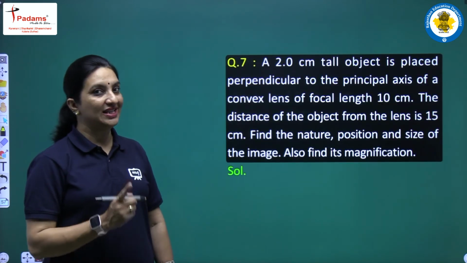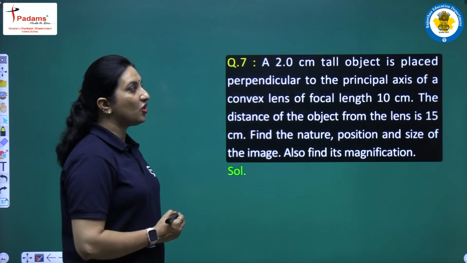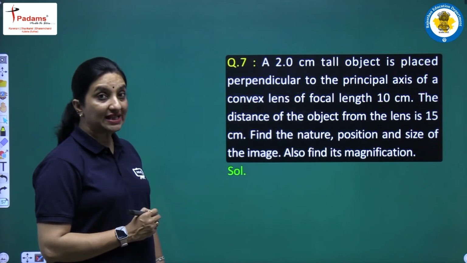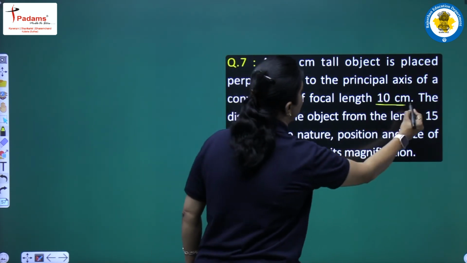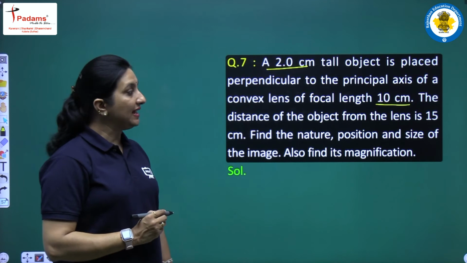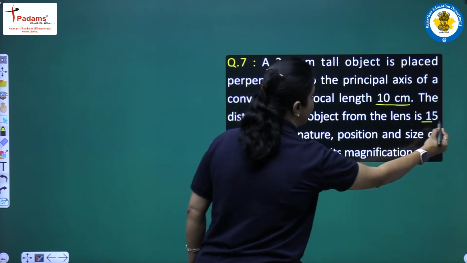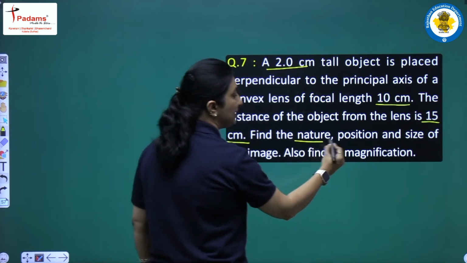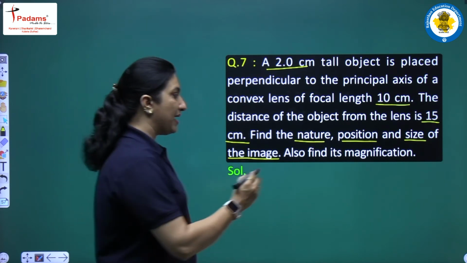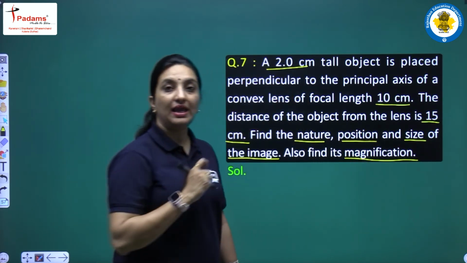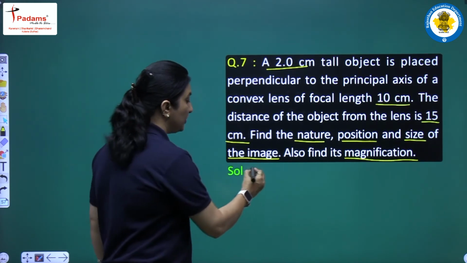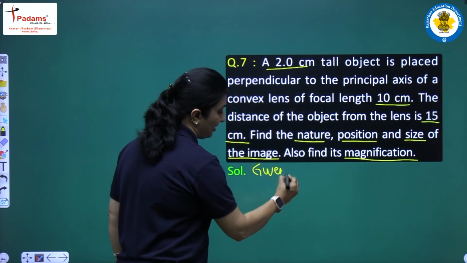So let's see the next problem. A 2 centimeter tall object is placed perpendicular to the principal axis of a convex lens of focal length 10 centimeters. The distance of the object from the lens is 15 centimeters. Find the nature, position and size of the image. Also find its magnification. Again we will start with writing all the quantities which are given. So first we will write given.